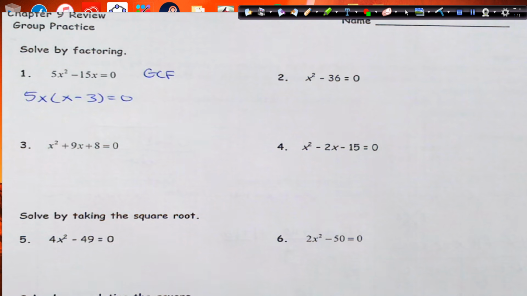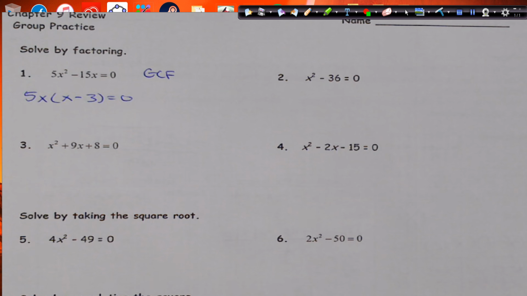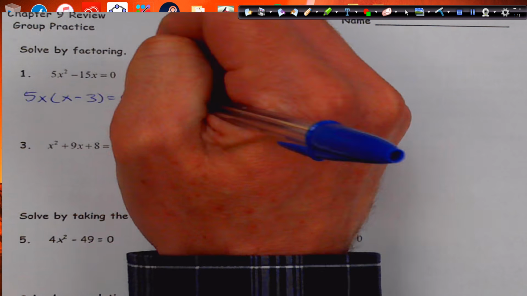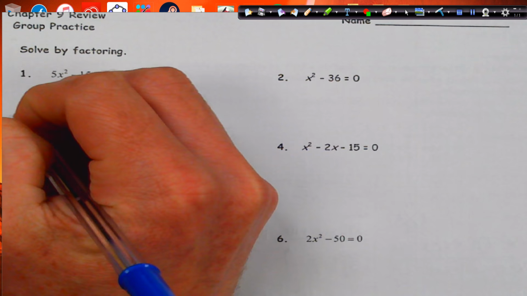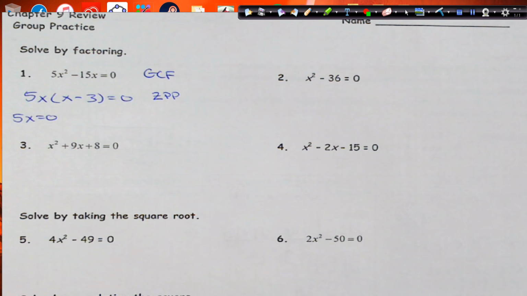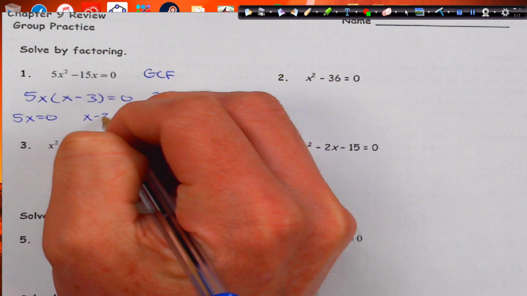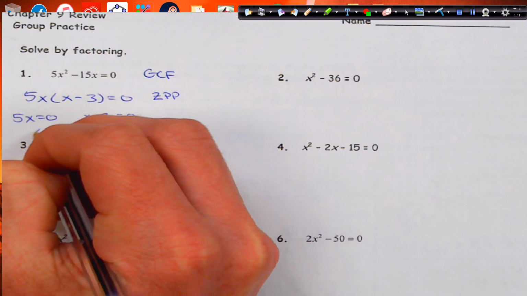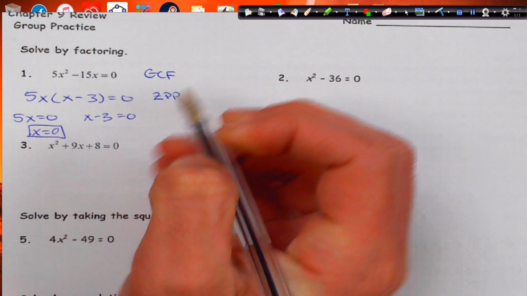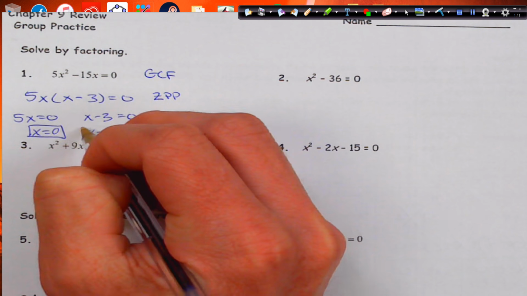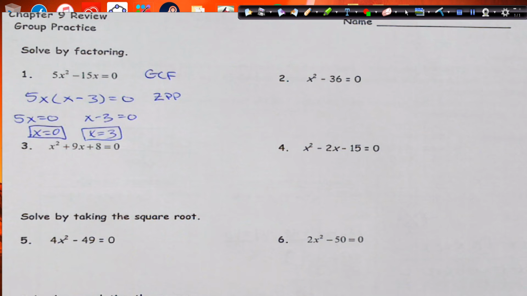So whenever you have something like this, where you have two things multiplying, this is when we use the zero product property. Zero product property. ZPP for short. So that means 5x equals 0. We just take each portion that's multiplying, we set it equal to 0. This is going to just be x equals 0, so that's one solution. And we're going to add the 3 over, and we get our two solutions, x equals 0 and 3.